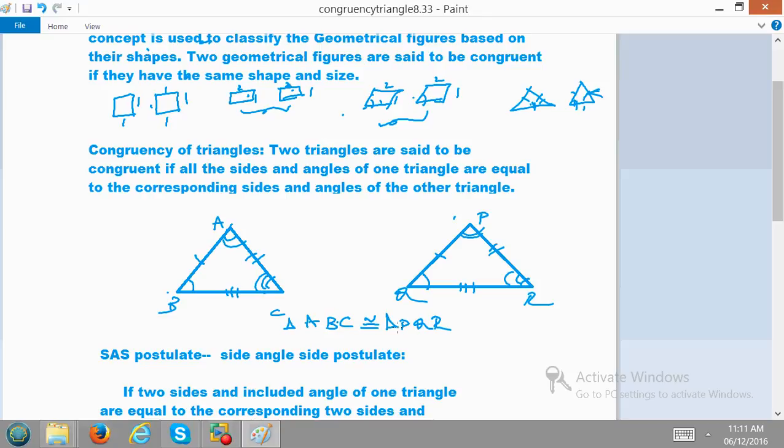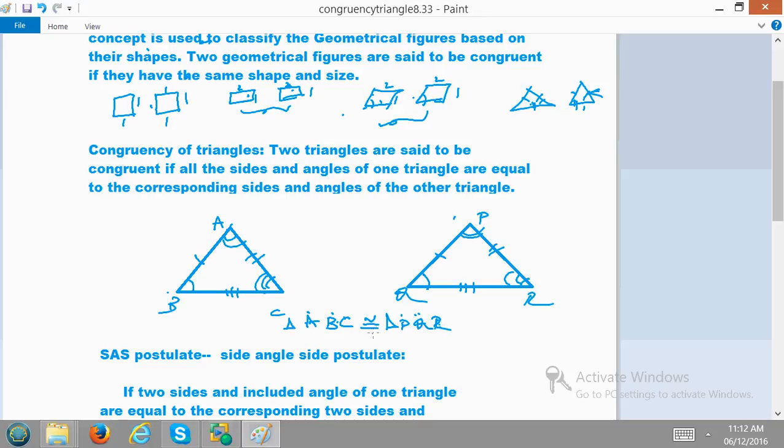AB is equal to PQ. Next, BC equal to QR. Similarly, CA is equal to RP. Angles also: angle A is equal to angle P. Angle B is equal to angle Q. Angle C is equal to angle R. The same order it should be.